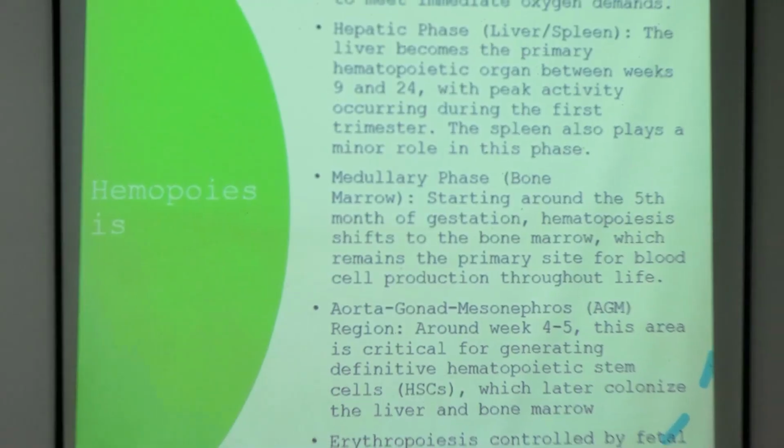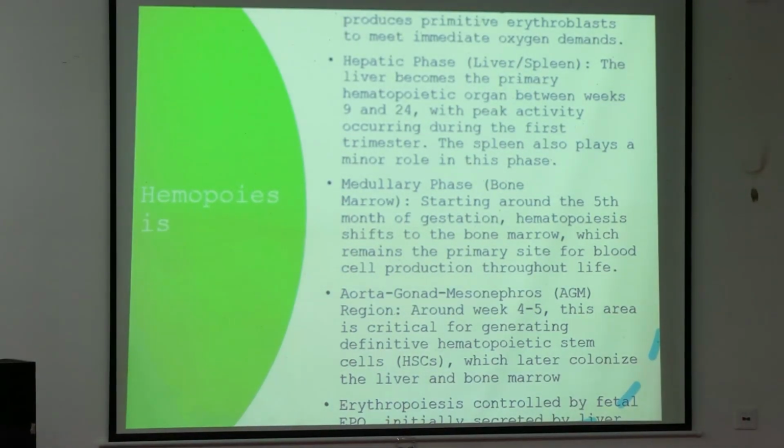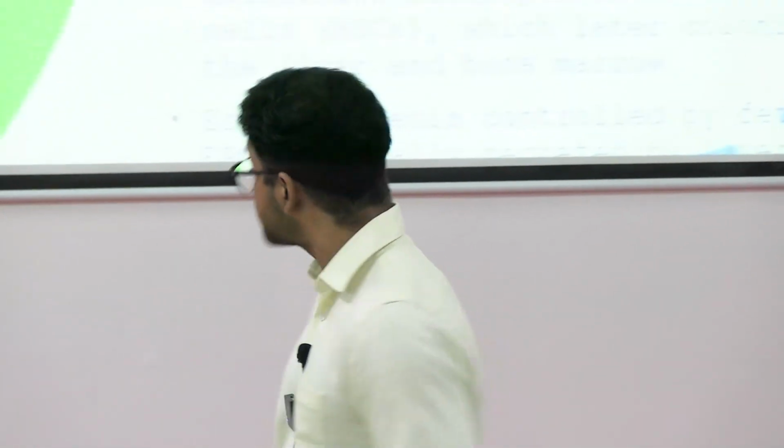Hemopoiesis. Hemopoiesis means formation of blood cells. There are 3 phases. First is the yolk sac phase, right? The first cells are formed in the yolk sac. Then we have the hepatic phase, in which the blood cells are formed majorly in liver and minorly in spleen. And then we have the medullary phase or the bone marrow phase, which starts at around 5th month, which is the main site of hematopoiesis in the fetus as well as the adults.